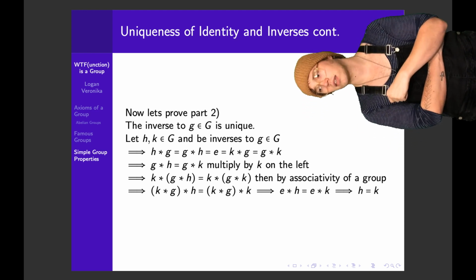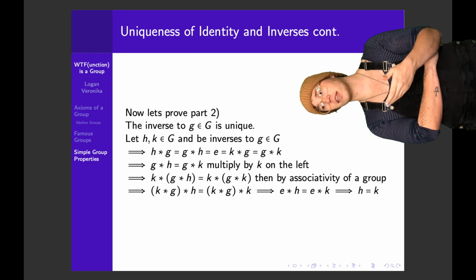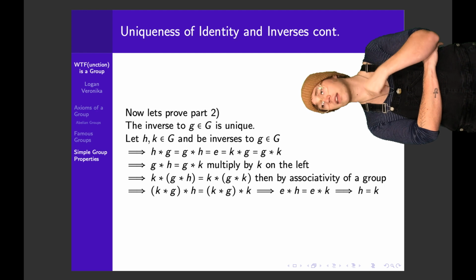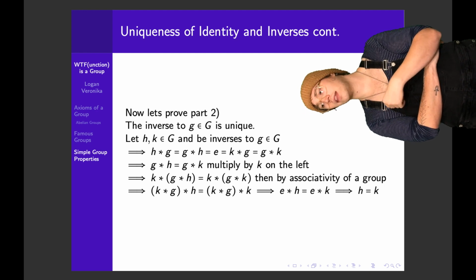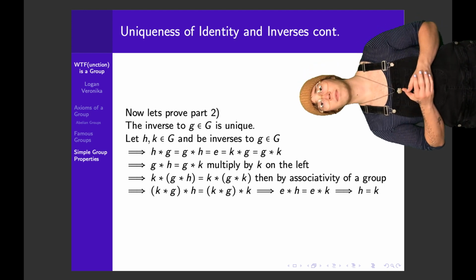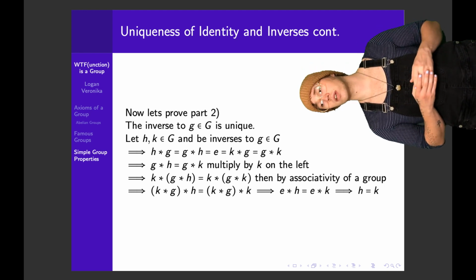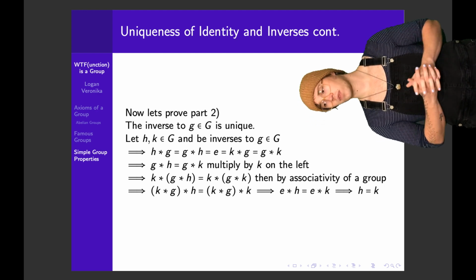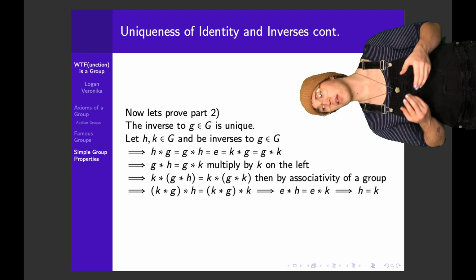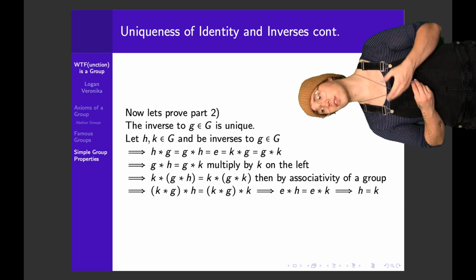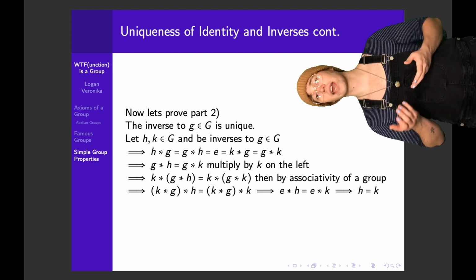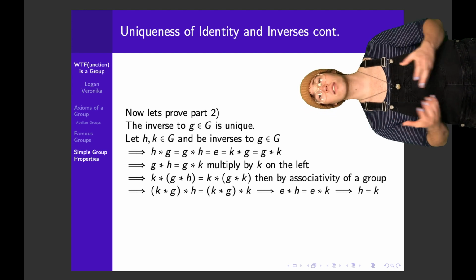Let's multiply by k on the left. Well, we can say k star (g star h) is equal to k star (g star k). And then by the associativity of a group, we can do (k star g) star h, and that is equal to (k star g) star k. Well, we know k star g is equal to e, then we get e star h is going to be equal to e star k, which then implies h and k are equal to one another, thus their inverses are unique.